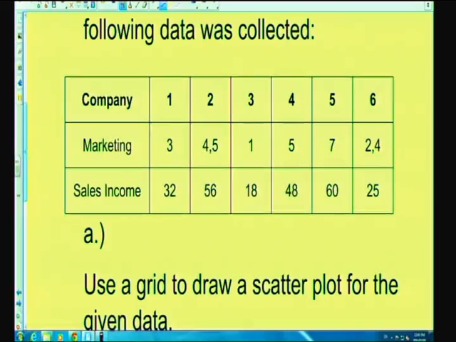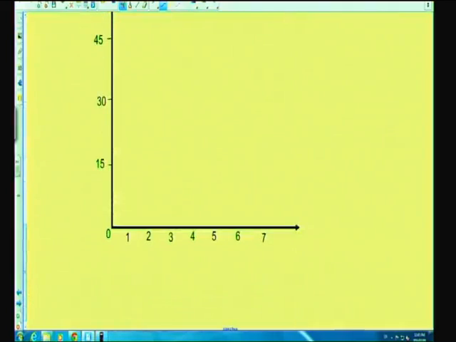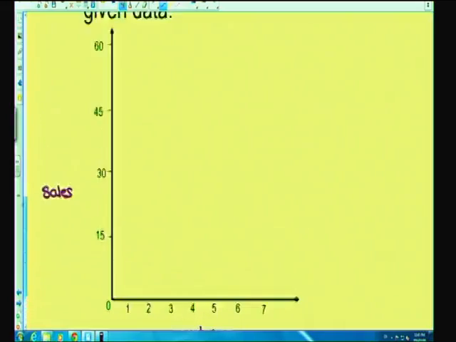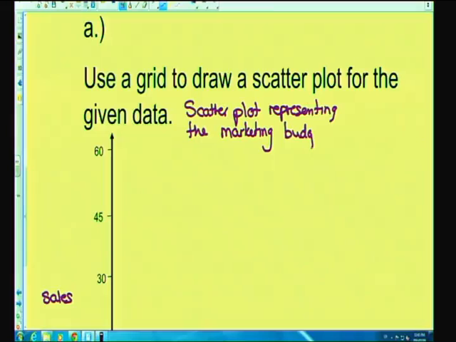Says use a grid to draw a scatter plot for the given data. Now, what we're going to do on our scatter plot is we're going to put our marketing budget over here and our sales over here. And remember, strictly speaking, we should actually give a heading, so we would say the scatter plot representing the marketing budget to sales. Okay, it's always good to give a heading to anything you do in statistics, and in fact the first one I said it, but I didn't write it down, so please make sure you do that.